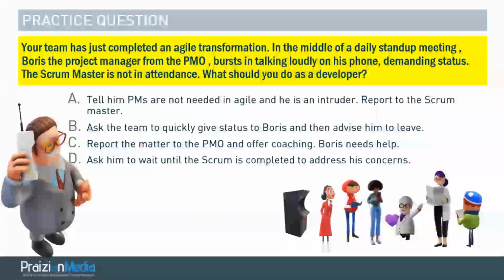A. Tell him PMs are not needed in Agile and he is an intruder. Report to the Scrum Master. B. Ask the team to quickly give status to Boris and then advise him to leave. C. Report the matter to the PMO and offer coaching. Boris needs help. D. Ask him to wait until the Scrum is completed to address his concerns.